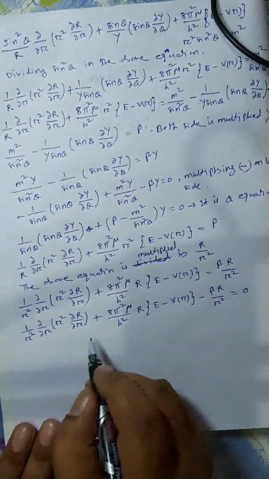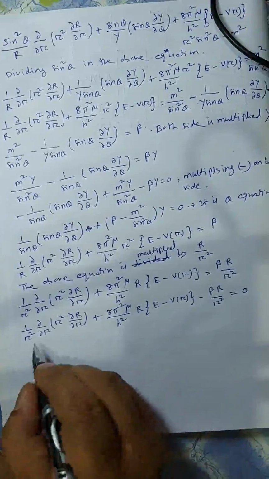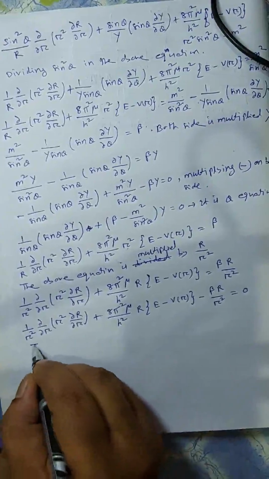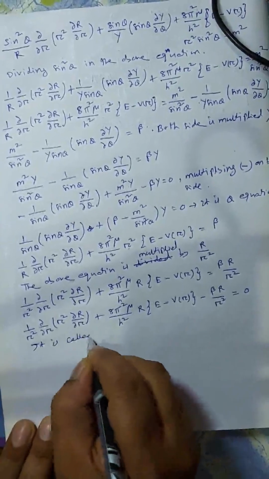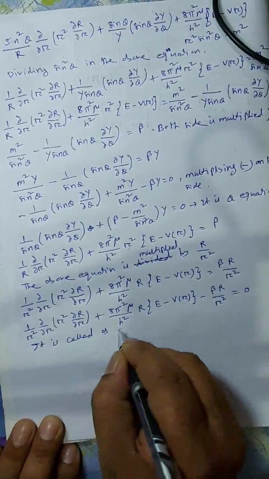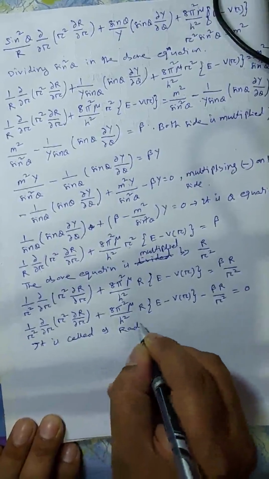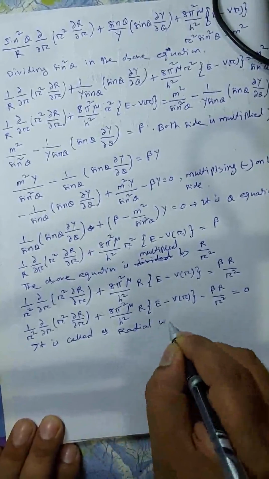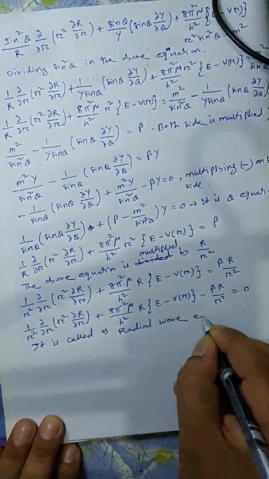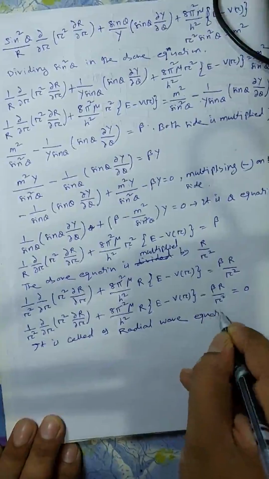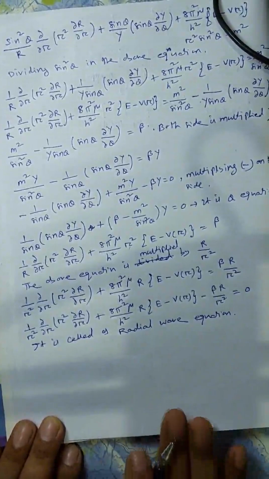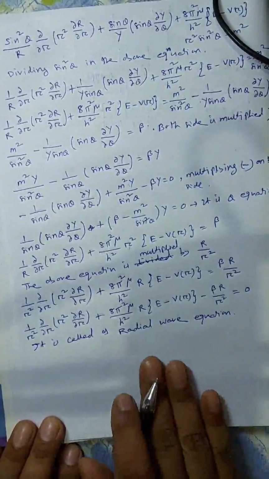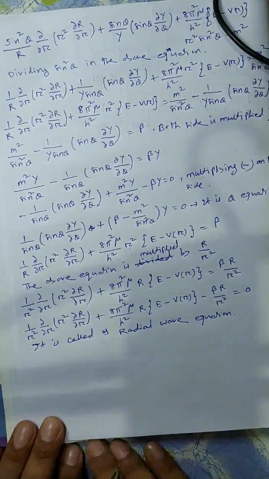So this equation is called the radial wave equation. So we get all the three equations. We get the phi equation, we also get the theta equation, we also get the radial wave equation.